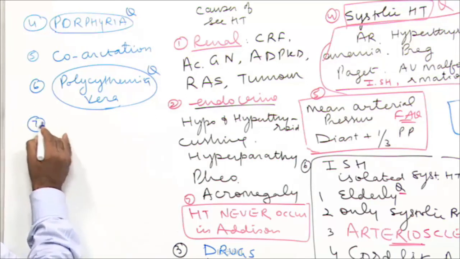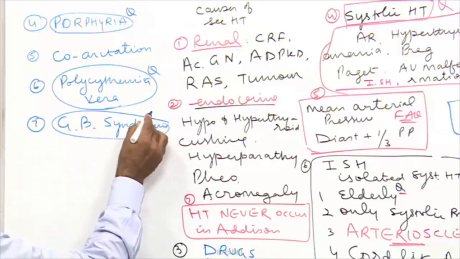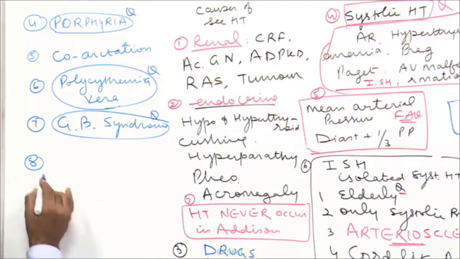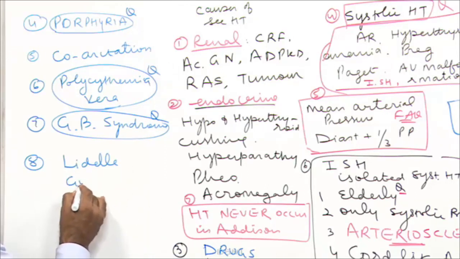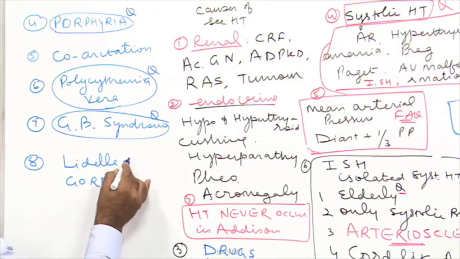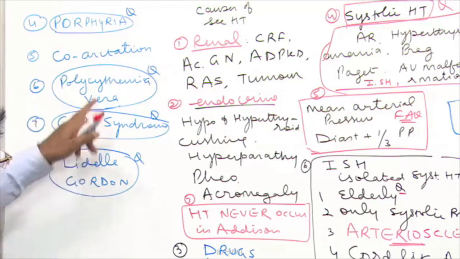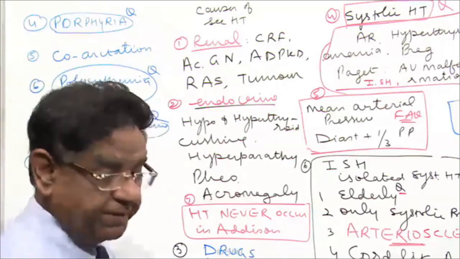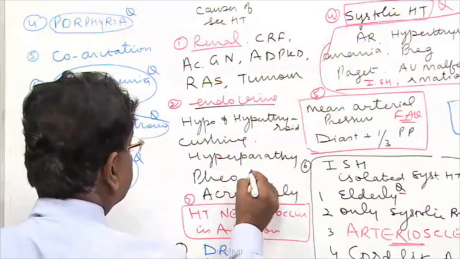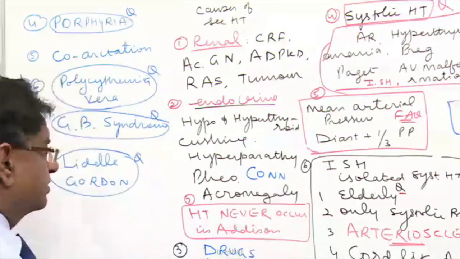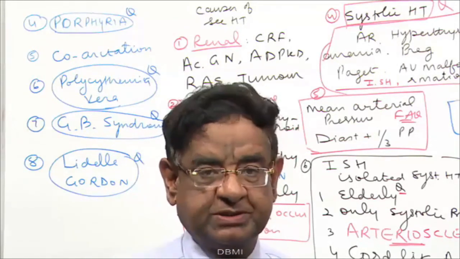Then this may occur in Guillain-Barré syndrome. Again, a very important question. Then it can occur in certain hereditary conditions like Liddle and Gordon syndromes. Again, a frequently asked MCQ question. So these are some of the causes of secondary hypertension. These are the important MCQs which you have to remember, which I have circled. One more thing I forgot, you can write down Cone syndrome. Sorry for the inconvenience. So these are the secondary causes.